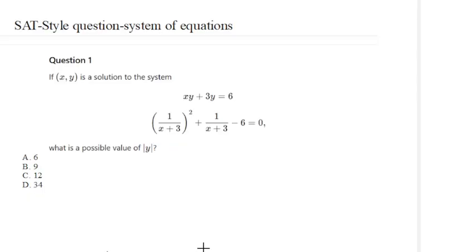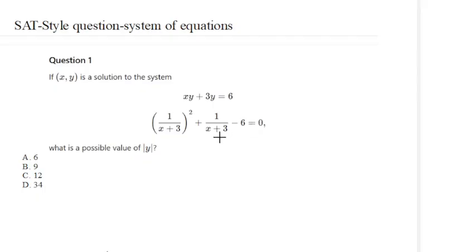In this video, we'll solve this SAT style question on systems of equations. So let's start this one. The question reads: if (x, y) is a solution to the system, xy + 3y = 6, and (1/(x+3))² + 1/(x+3) - 6 = 0, what is the possible value of |y|?